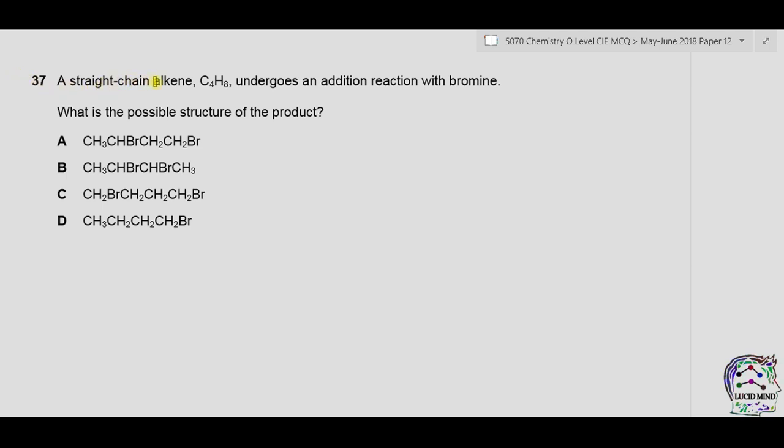Question 37. A straight chain alkene C4H8 undergoes an addition reaction with bromine. What is the possible structure of the product? We can draw the structure of C4H8. We have 4 carbon atoms, 8 hydrogen atoms. Now the structure could be like this, where the double bond is present between the first and second carbon, or like this if the double bond is present between the second and third carbon. Again, if the double bond is at this corner, it will be similar to this one, because then numbering will start from this corner carbon atom.